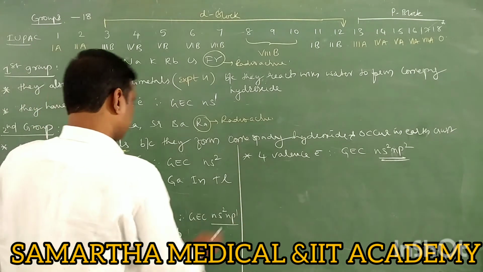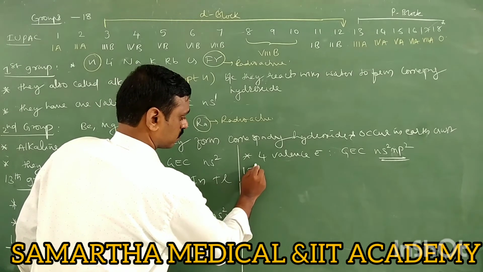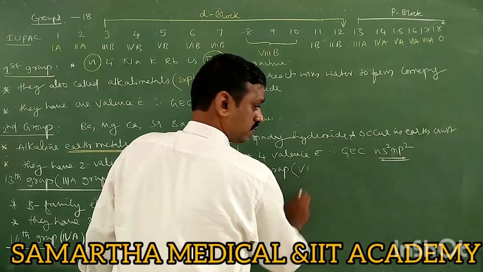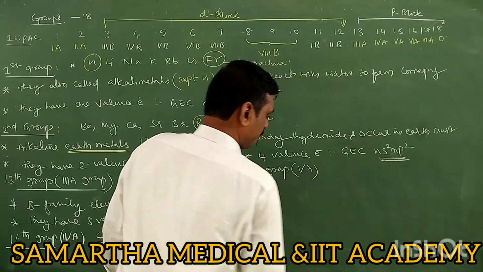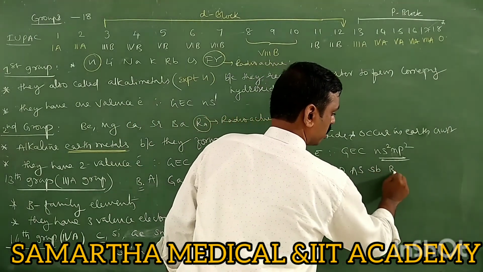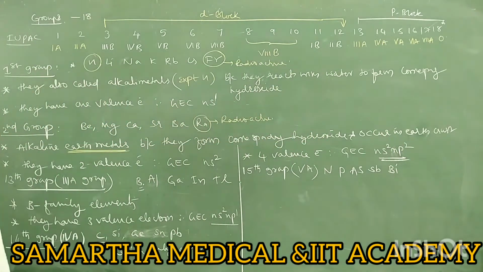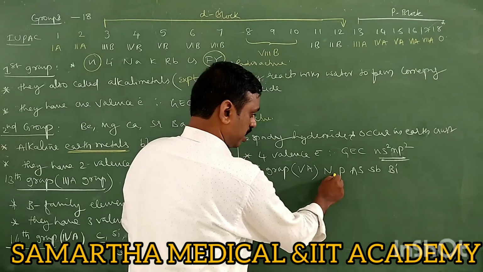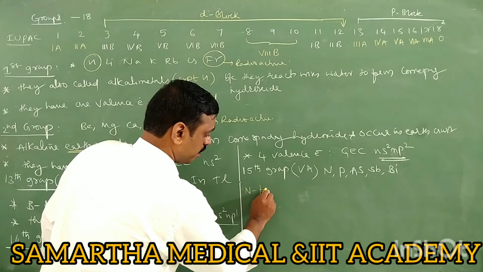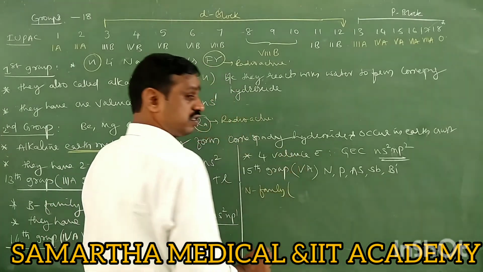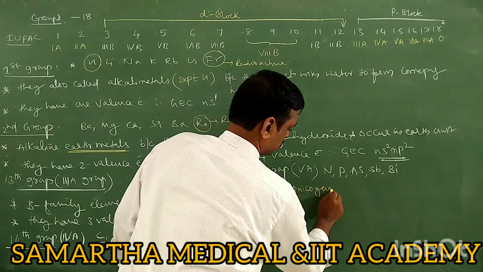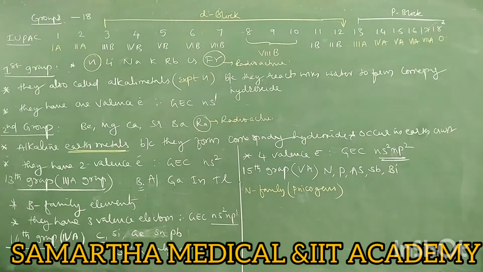Next, the 15th group elements, also called group 5A. They are nitrogen, phosphorus, arsenic, antimony, bismuth. They are also called the nitrogen family, but the other name is pnicogens.